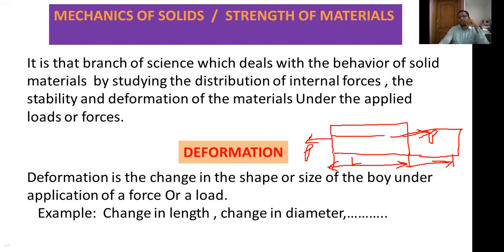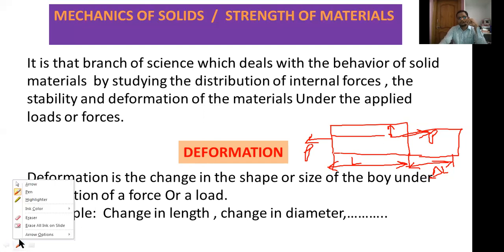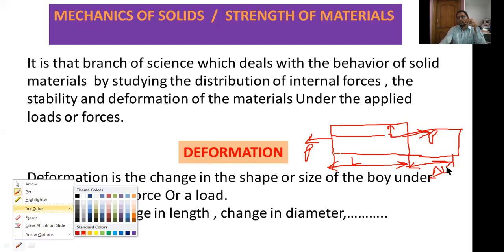This is a change in length. So this increase in length or decrease in diameter are called deformation. When a load is applying on a body, then the body undergoes deformation due to externally applied forces. This delta L is called change in length, this delta D is called change in diameter.